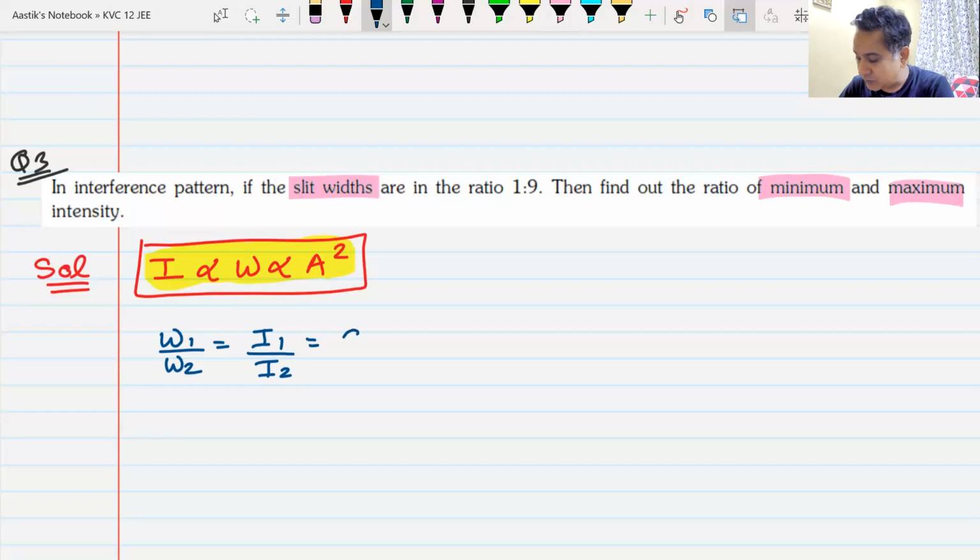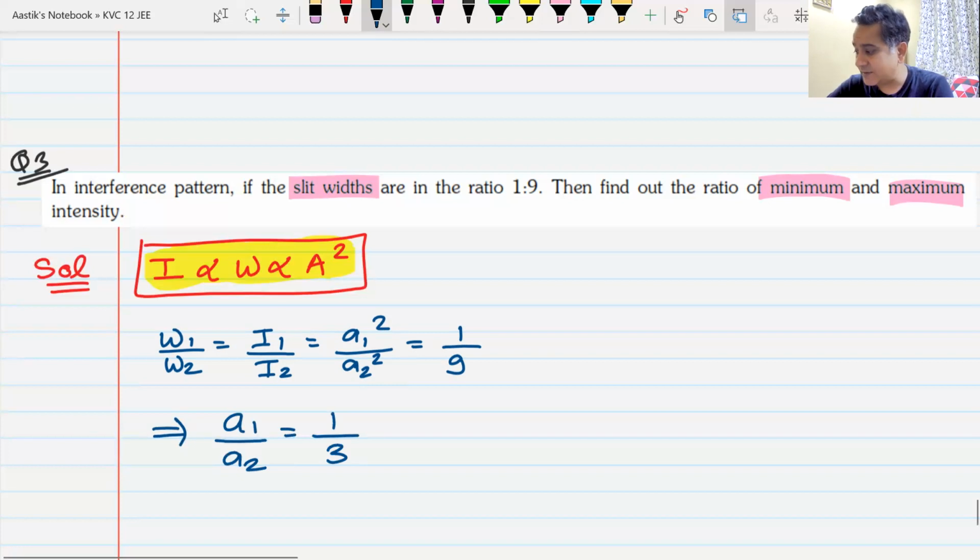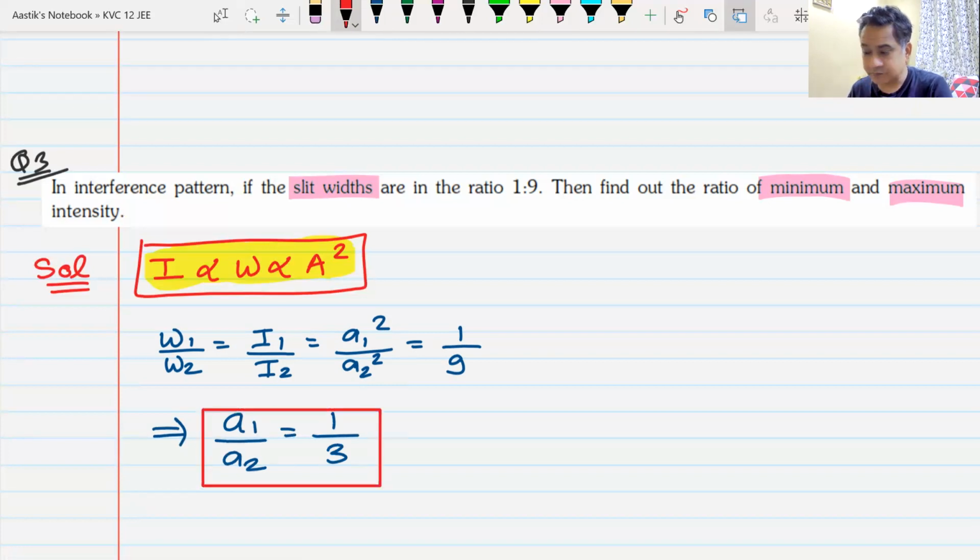That will be equal to A1 square by A2 square. And that is given as 1 by 9. From here I can get the ratio of A1 by A2. A1 by A2 is 1 by 3. That is the first step that you should have done. I hope you have done this step, yes or no?